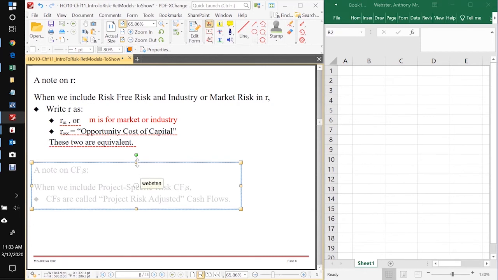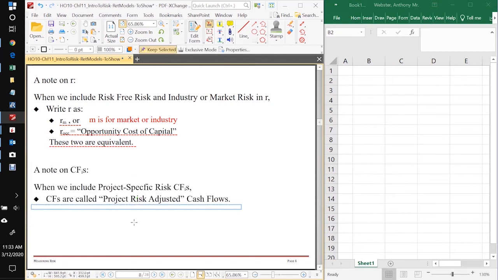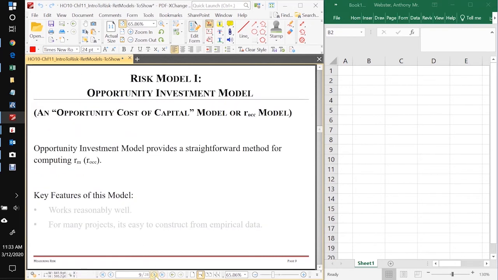All right, so now let's also do a quick note on cash flows. When we're including our project-specific risks in cash flows, which is all the time for us, the cash flows are going to be called our project risk-adjusted cash flows. So you'll see that term a lot. Just a couple things to keep in mind with modeling the risk into our interest rate, discount rate, and cash flows. So now with all this in our pocket, let's look at a couple of risk models.